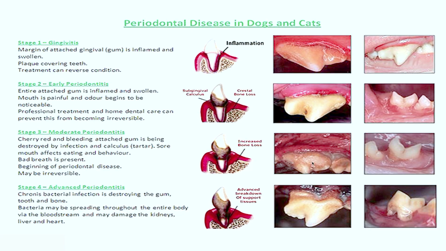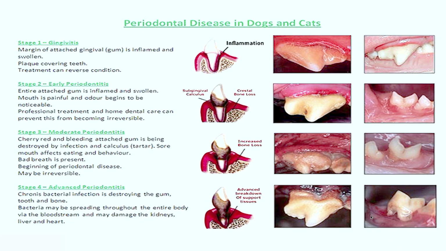And of course, the calculus and tartar, which is full of bacteria. And this is when their mouths are really sore, and it can affect their eating and behavior. They have halitosis. And this is really the beginning of your severe periodontal disease, where this may be irreversible and you will more likely have some form of tooth loss.